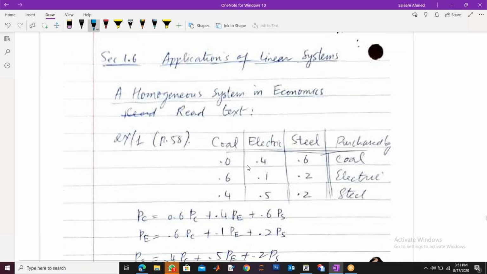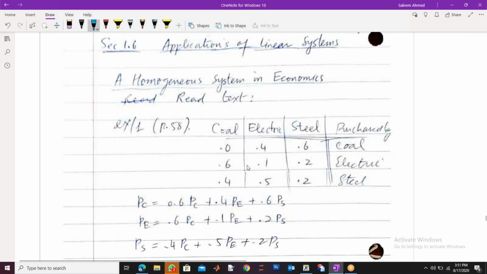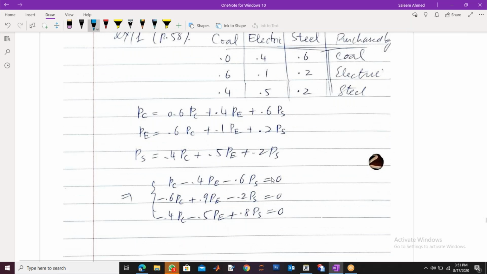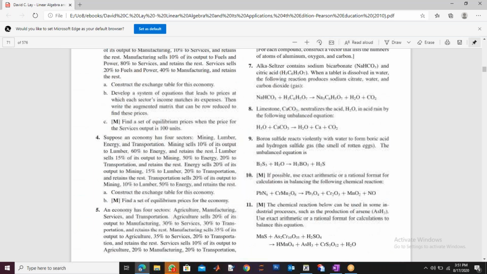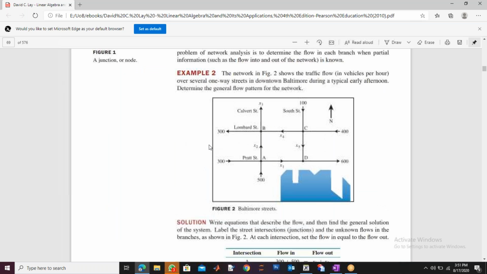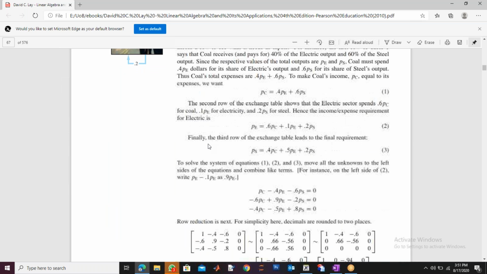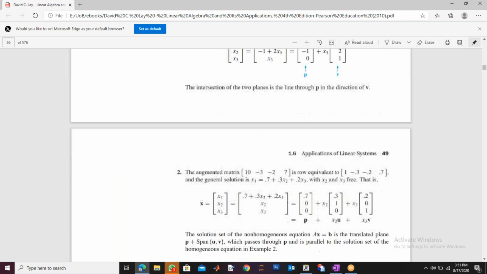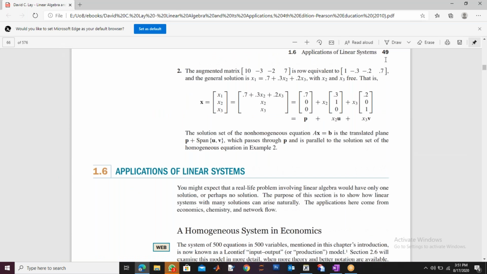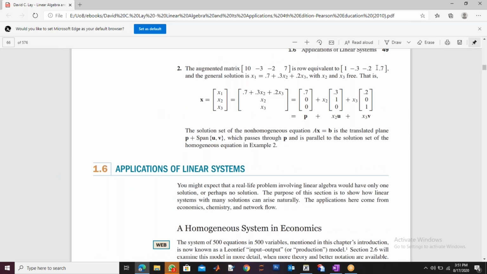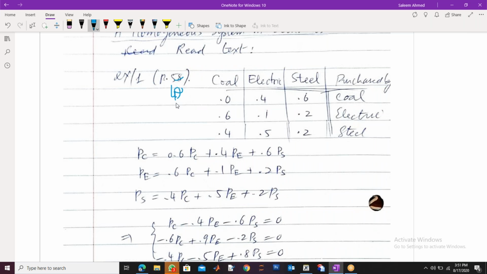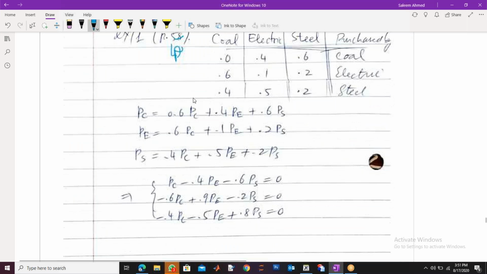Example 1, homogeneous system in economics. I think the edition is different, so maybe this is the example on page 49. The page is different, the section is the same, page 49. Okay, I can change it here. Maybe it's the latest edition with page 49. Let's read this example.